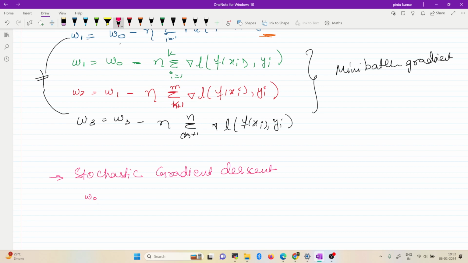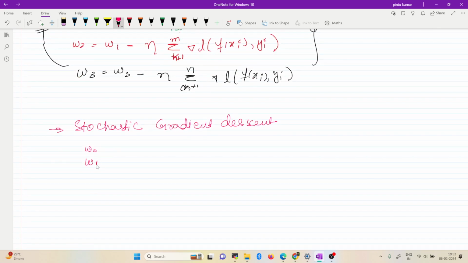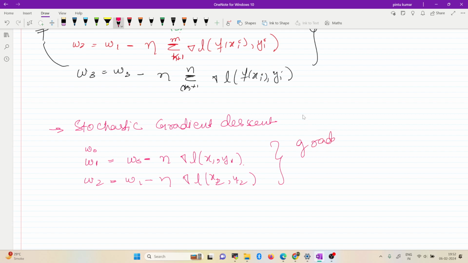So what would happen if we have W naught? W1 would be W naught minus eta times the gradient of L at x1 comma y1. W2 would be W1 minus eta times the gradient of L at x2 comma y2. We are just taking one point at a time. So this kind of method is called the stochastic gradient descent method, because we are taking some random point and we are updating in that direction.